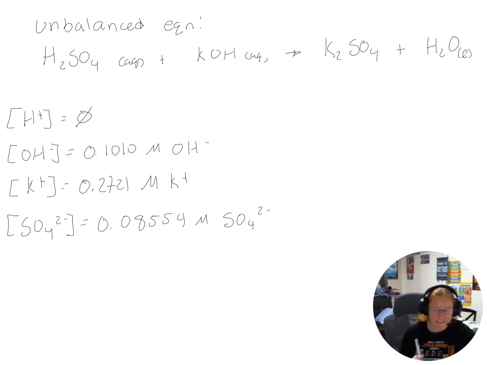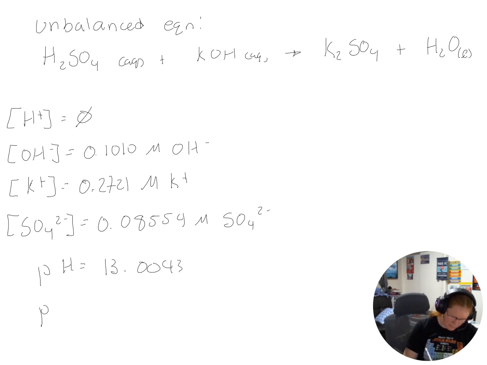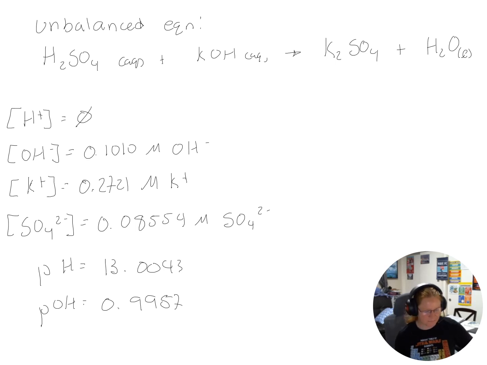If you said basic, you're right, because our hydrogen ion is our limiting reagent, which means we've consumed all of that, and we simply have excess hydroxide in solution. So our pH is going to be 13.0043, and our pOH is going to be 0.9957. So a fairly basic solution.